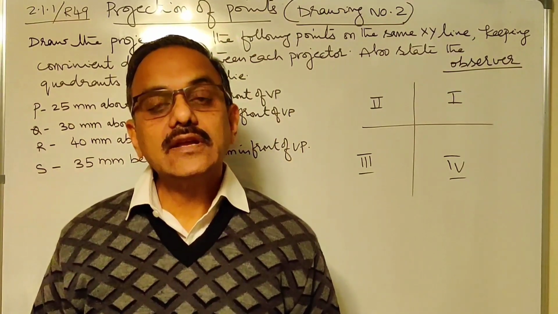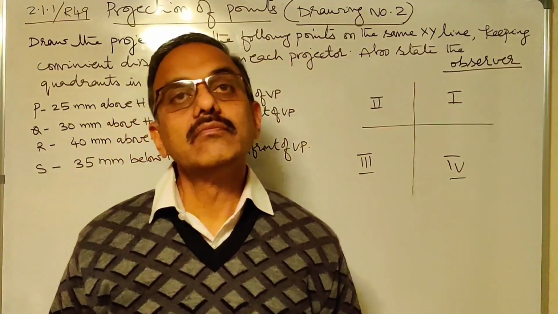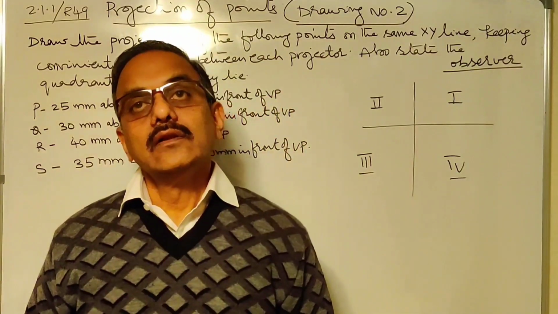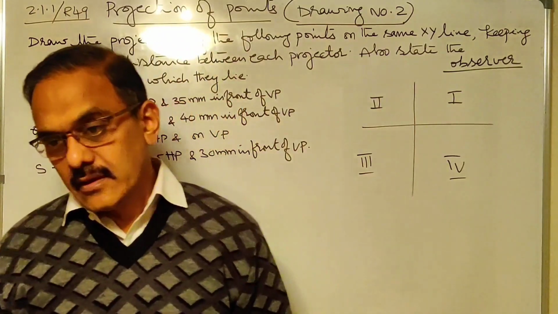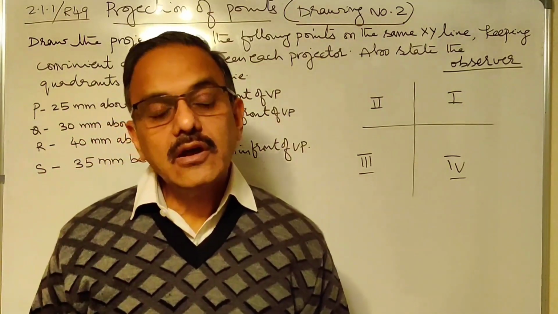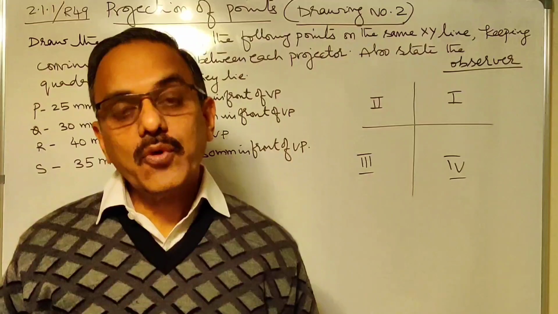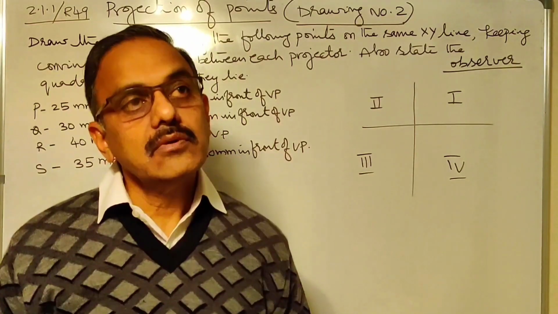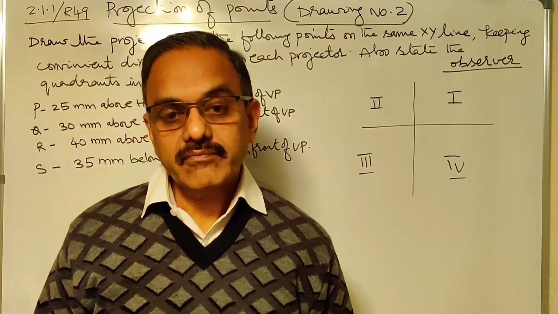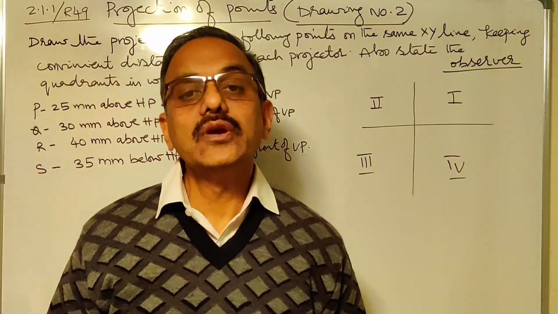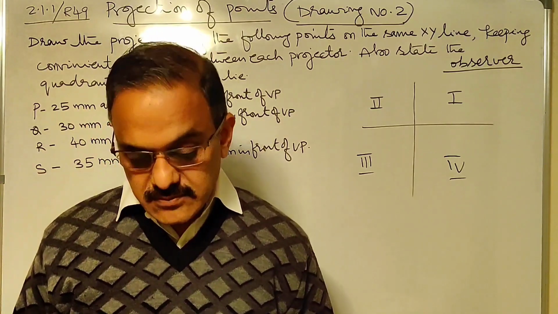Let us recollect what was done in the last video. In the last video I explained how to represent the position of a point with reference to VP and HP. And not only that, you also learnt about the quadrants. When you are given the projections of a point, how to know in which quadrant the point lies, first, second, third or fourth. This is what was taught to you in the last video. This is with reference to the projection of points.